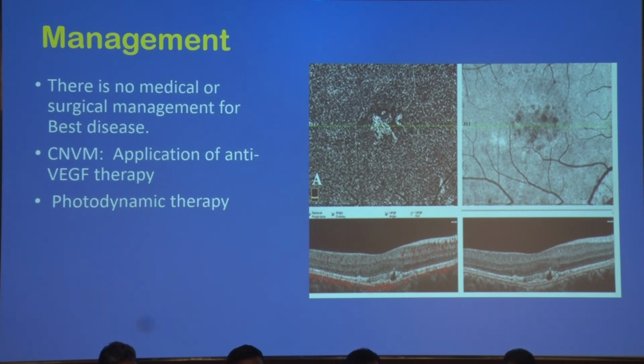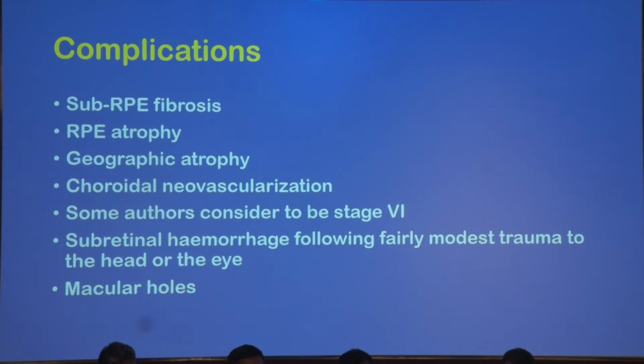There is no definite management of these patients. We have to screen them for development of CNVM, and if they develop it, then anti-VEGFs can be given. These are the various complications, varying from sub-RPE atrophy to fibrosis to CNVM, or sometimes foveal thinning and macular holes can develop.